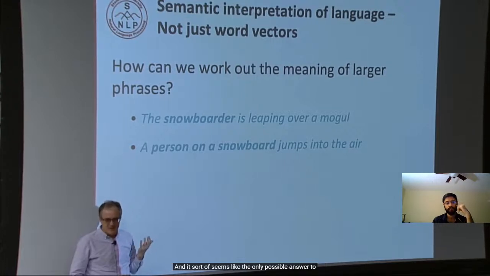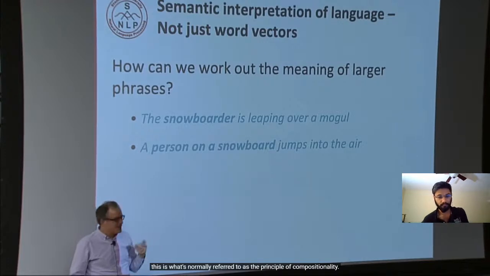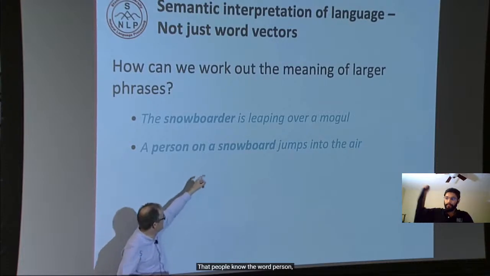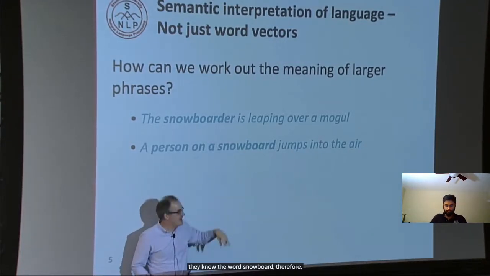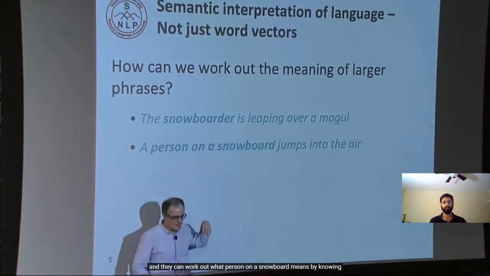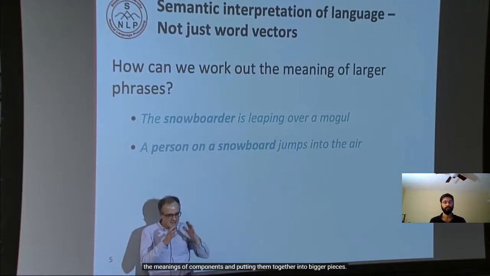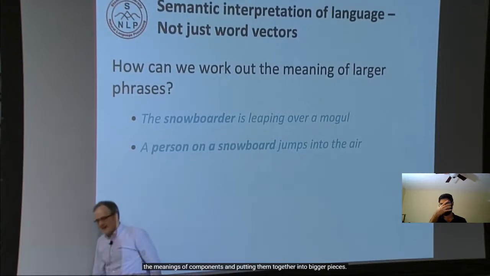And it sort of seems like the only possible answer to this is what's normally referred to as the principle of compositionality: people know the word person, they know the word on, they know the word snowboard, therefore they can work out what on a snowboard means, and they can work out what person on a snowboard means by knowing the meanings of components and putting them together into bigger pieces.